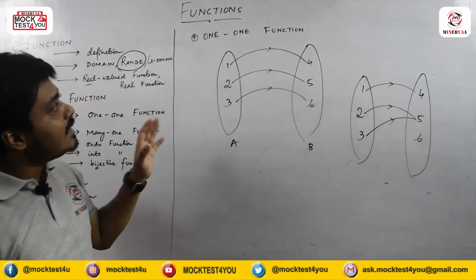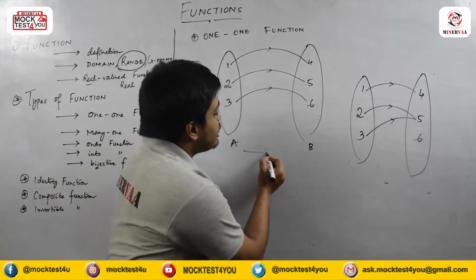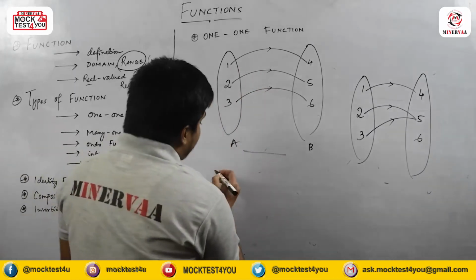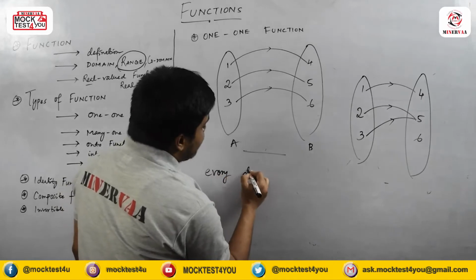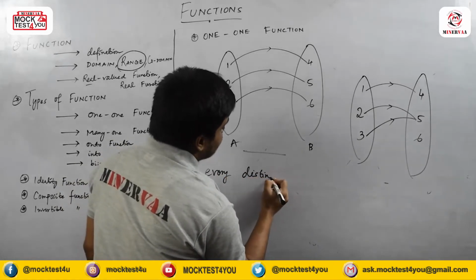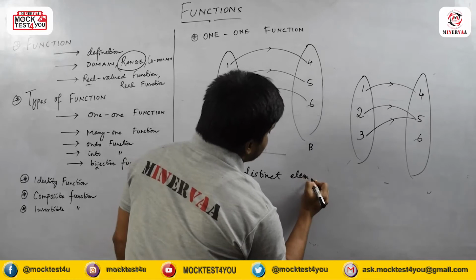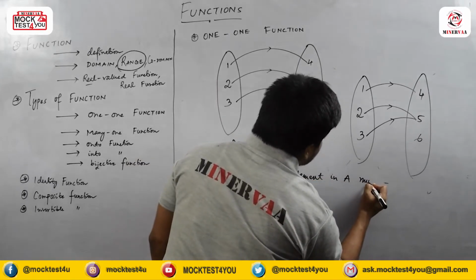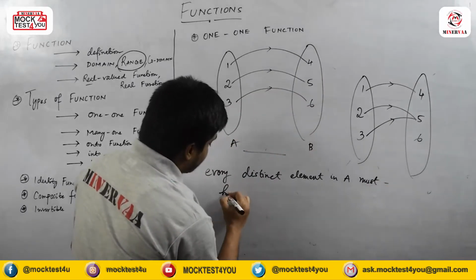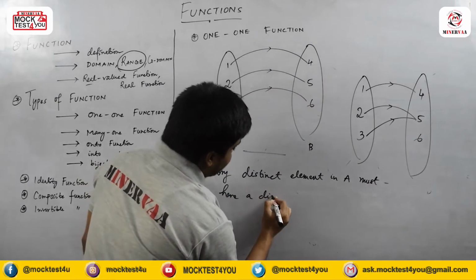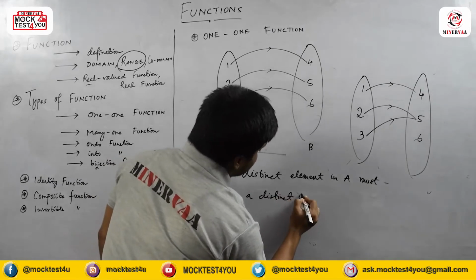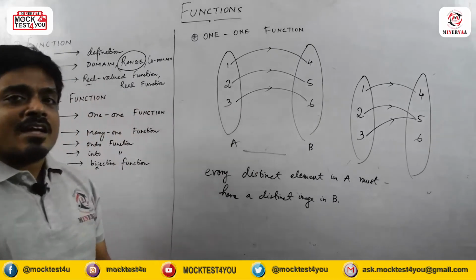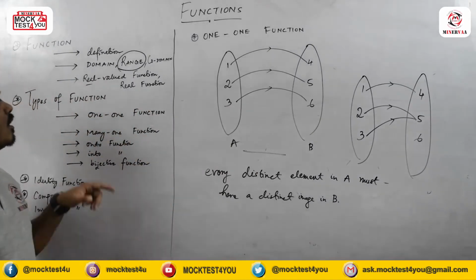So this type of function is not a one-one function. So every distinct element in A must have a distinct image in B. Clear?